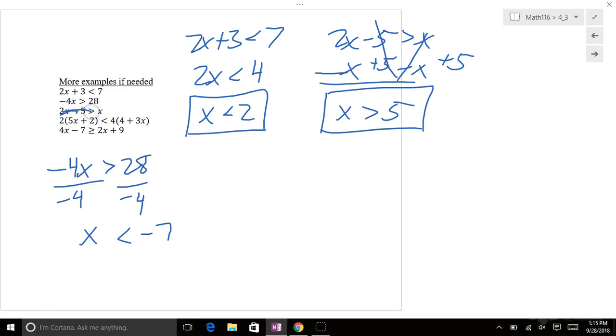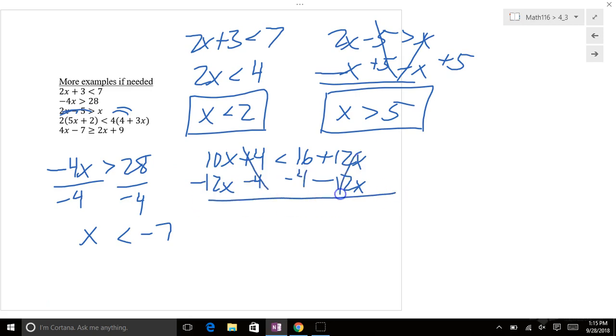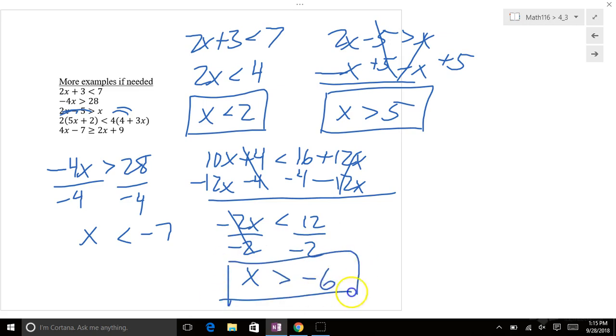Fourth one there, distribute the 2, distribute the 4. So we got 10x plus 4 less than 16 plus 12x. Get all your x's on one side, get all your numbers on the other. So we got negative 2x is less than 12. Divide by a negative 2. Uh-oh, ding, ding, ding. Divide by a negative number. Don't forget to switch the sense of the inequality.